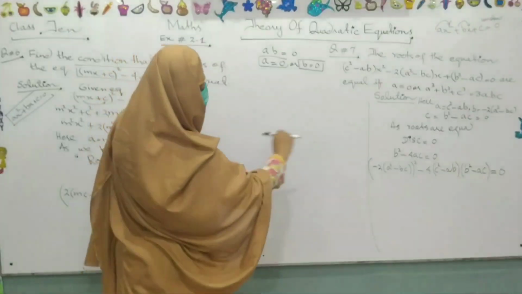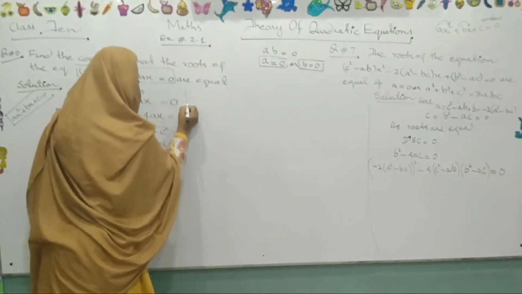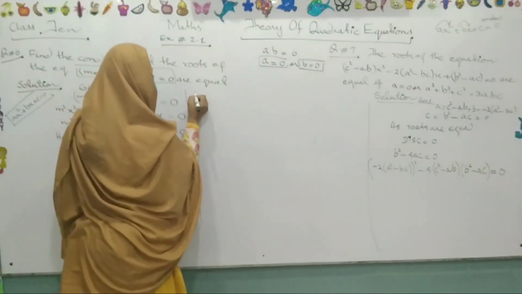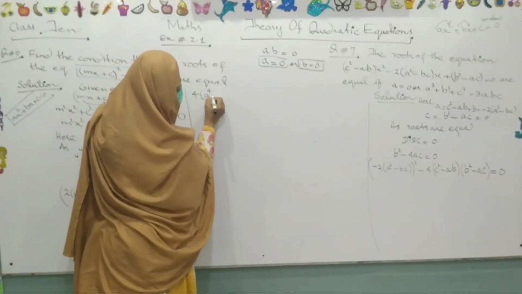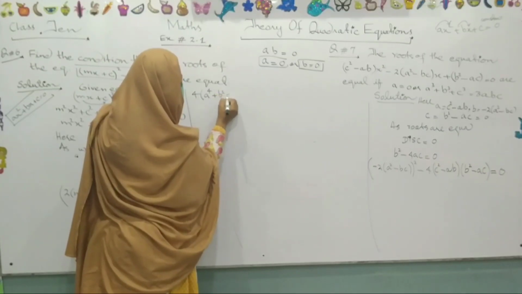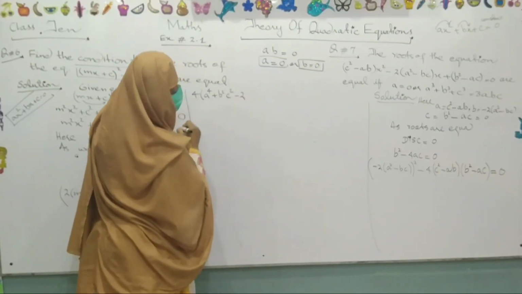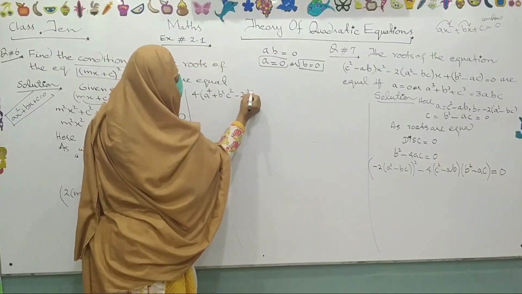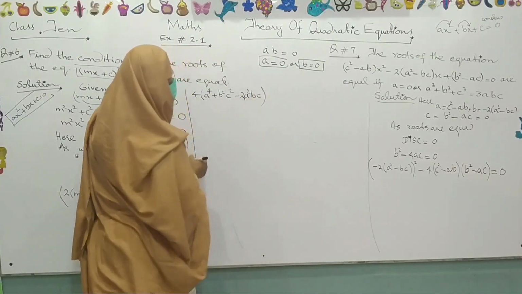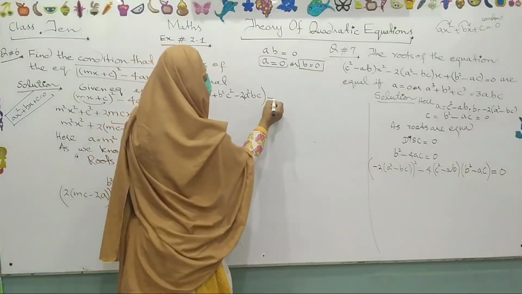See, what is minus 2 whole square? It will become 4. And what is its square? It is a4 plus b square c square minus twice the product of these two. I will write 2a square bc. This one is closed. Minus 4.